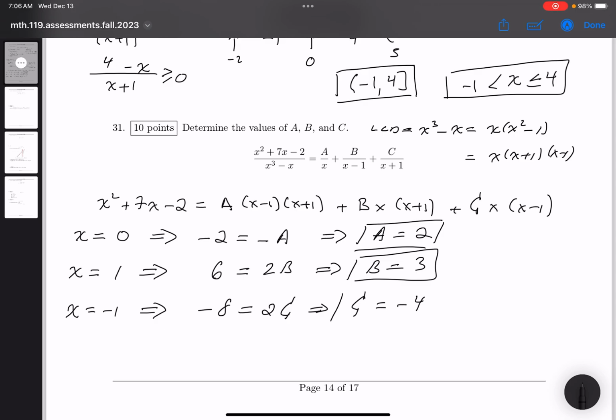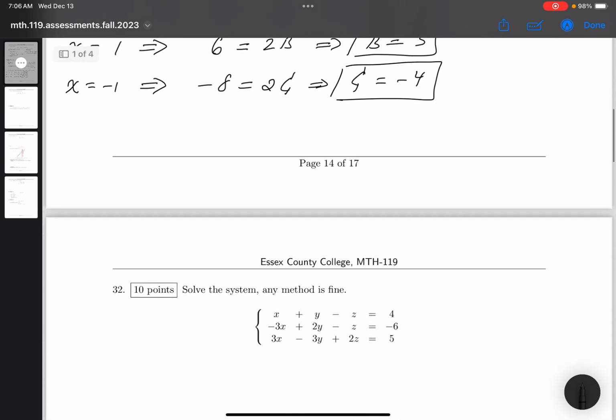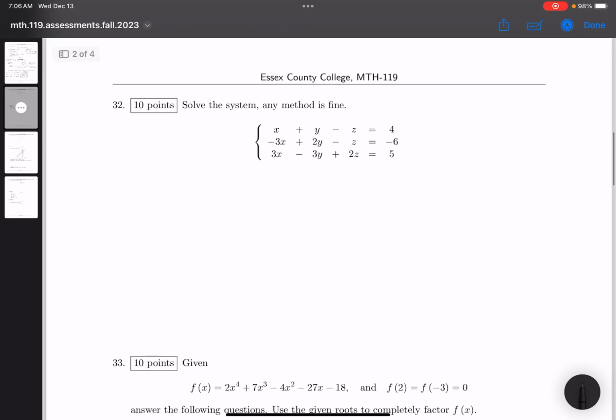All right, let's go to the next question. Next question is solve the system. Any method is fine, by the way. And I think you probably know by now that if I were doing this, I would probably use the reduced row echelon form. All right, so an augmented matrix, and I'll write this over here for you.